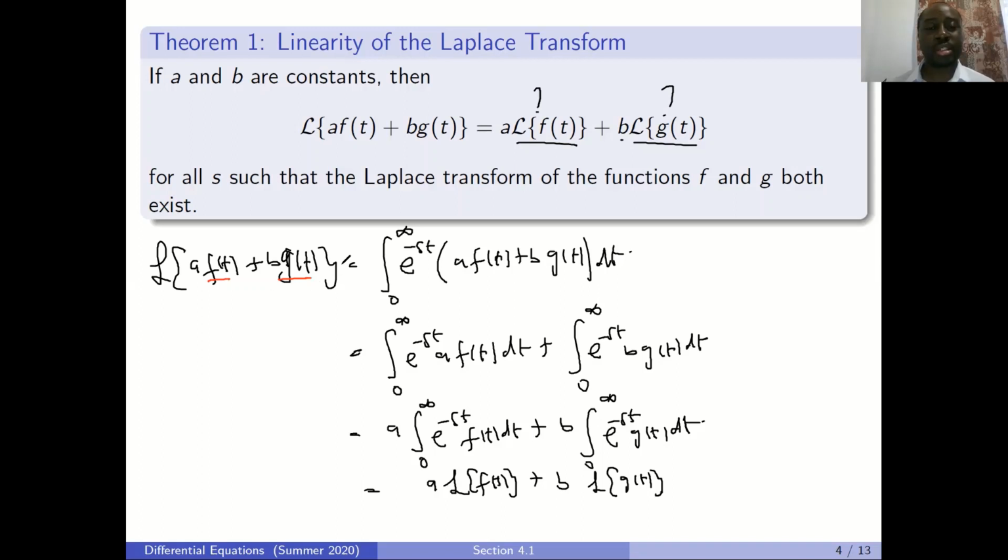Now there's a similar but distinct property for products. It doesn't quite work this straightforwardly. So we're going to look at that sometime in the next lecture. How do we deal with the Laplace transform of products? But for now, we'll stick to the Laplace transform of sums.